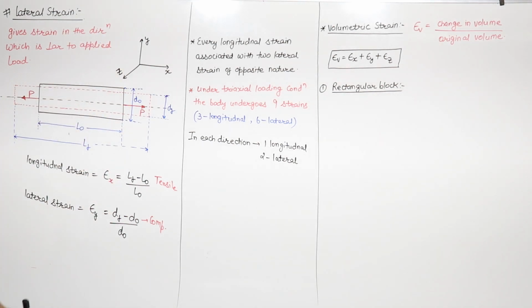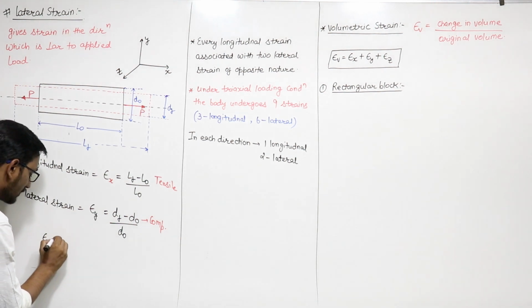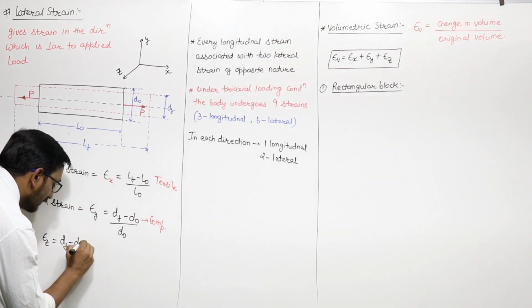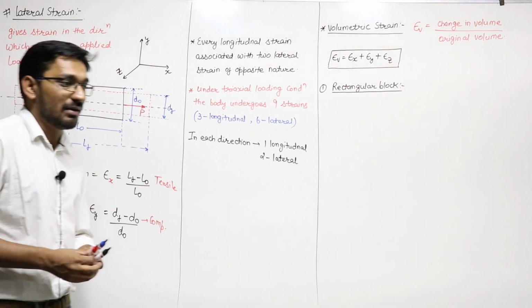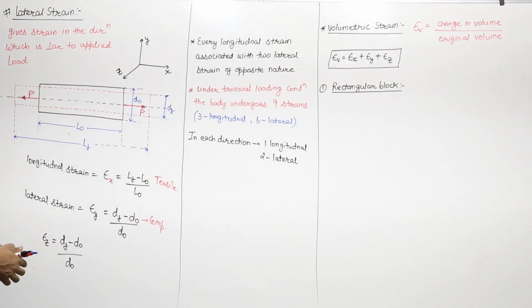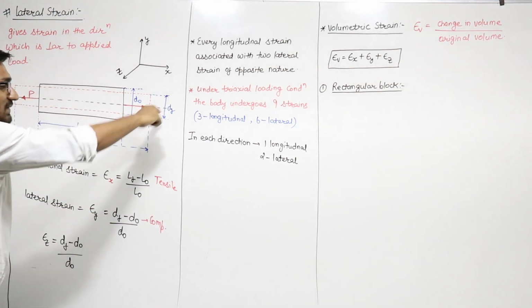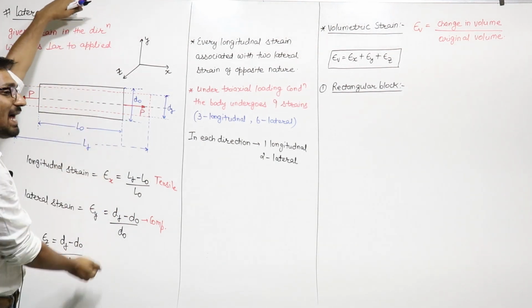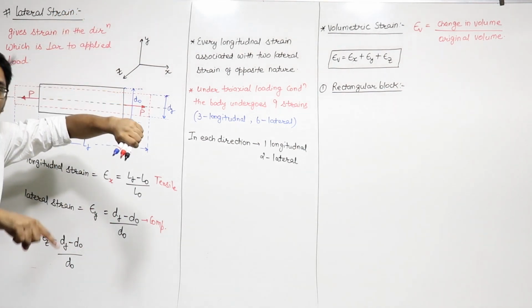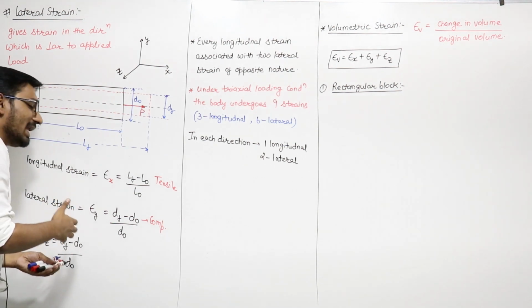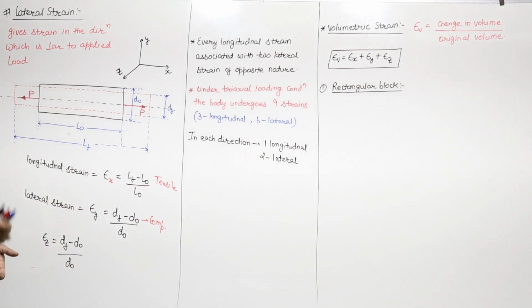This is epsilon y, and epsilon z in the z direction is also equal to your df minus d naught upon d naught, right? In the z direction also the diameter is d. This is your longitudinal and lateral strain, the concept of longitudinal and lateral. If instead of load P in x direction, I applied a load in y direction, then the change in diameter upon original diameter will give longitudinal strain, and in that case the change in length upon original length will give you your lateral strain.